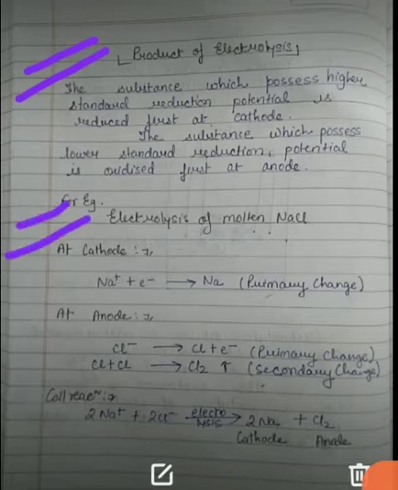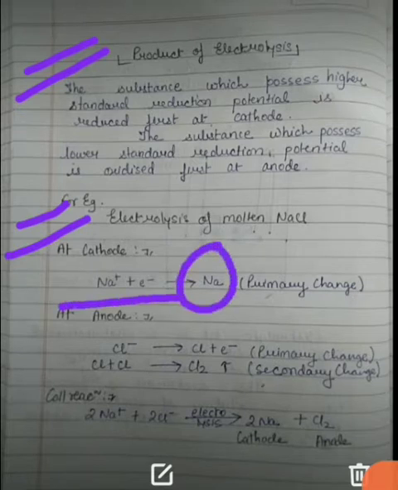Suppose this is the electrolysis of molten NaCl. At the cathode the reaction will be Na+ plus an electron gives Na, that is, Na+ is gaining an electron and converting into Na. This is the primary change. Here, reduction is taking place.